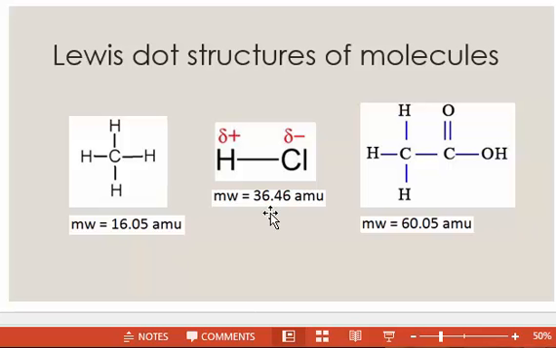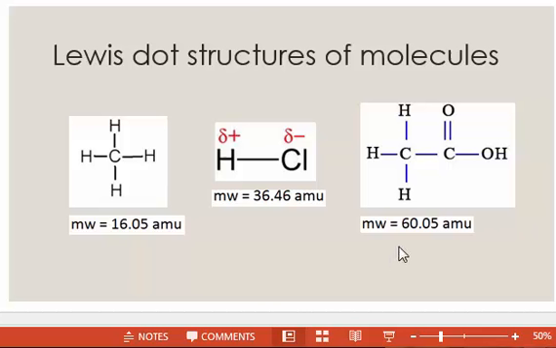Hydrochloric acid has a higher molecular weight at 36.46 AMU, so it will have stronger London dispersion forces than methane, and it has a polar bond because chlorine is electronegative. This molecule will exhibit dipole-dipole intermolecular forces and have a higher boiling point than methane.